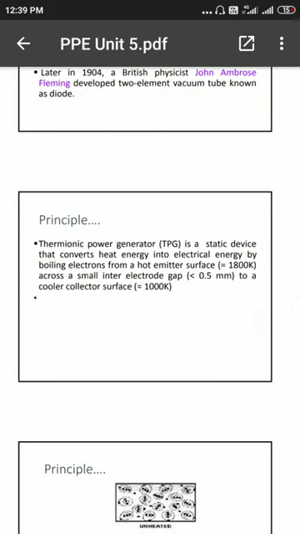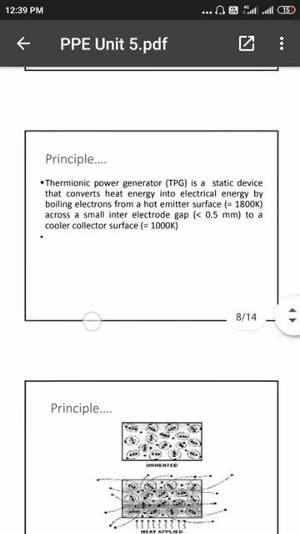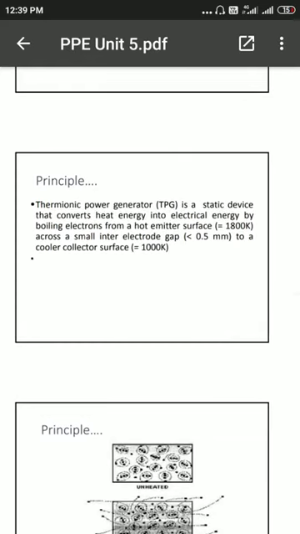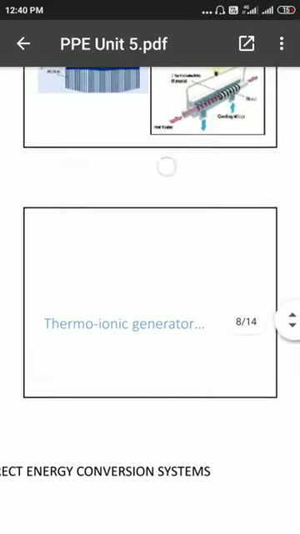It is a static device that converts heat energy into electrical energy by boiling off electrons from a hot emitter surface, at about 1800 Kelvin, across a small inter-electrode gap, that is the gap between the electrodes, to the cooler collector surface. The second surface is the collector surface, which is at 1000 Kelvin. So there is already a temperature difference between the two surfaces.